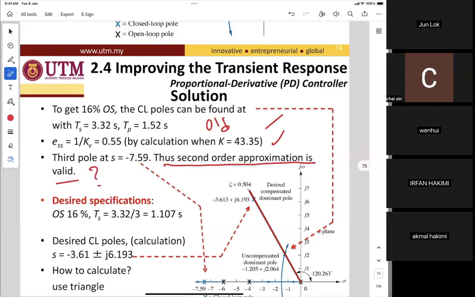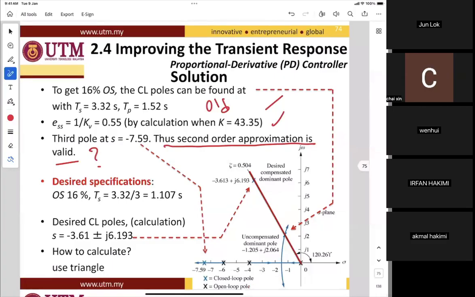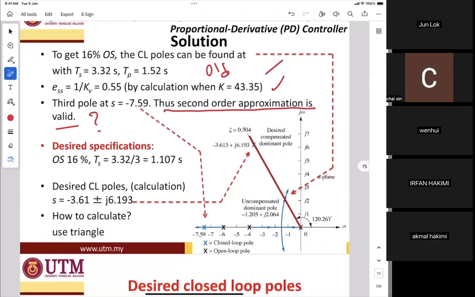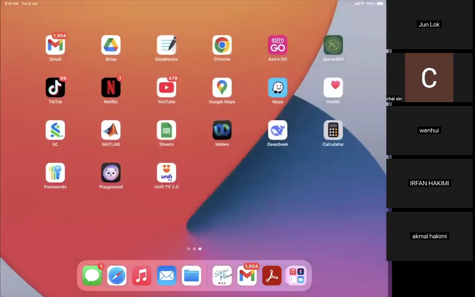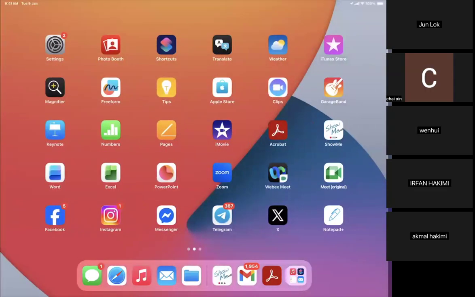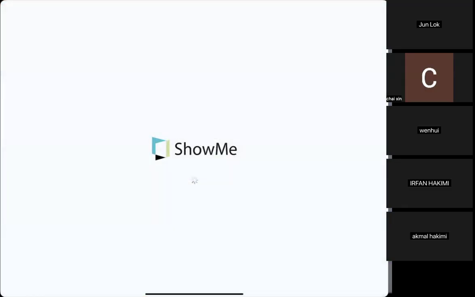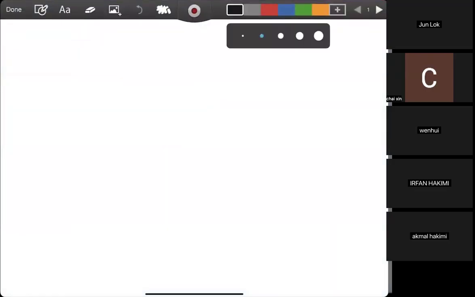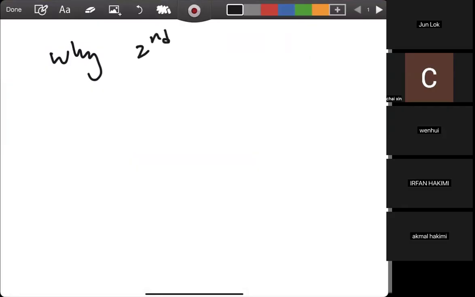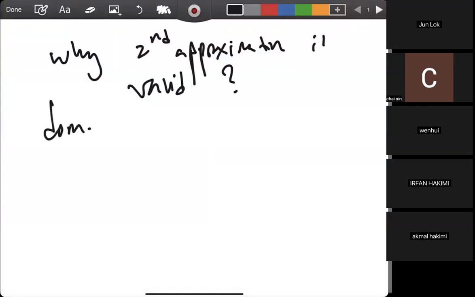Why? Shaishin, why second order approximation is valid? Hmm? Why? Why? Shaishin? Oh, Shaishin.